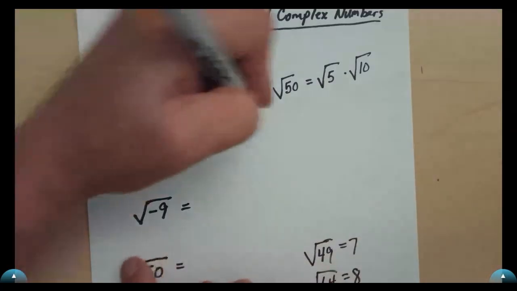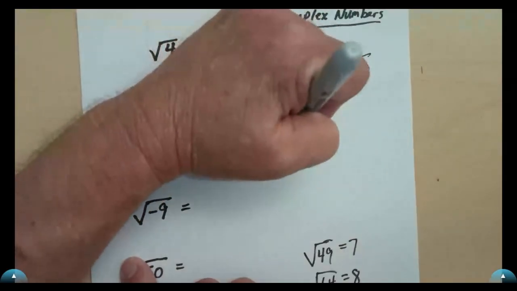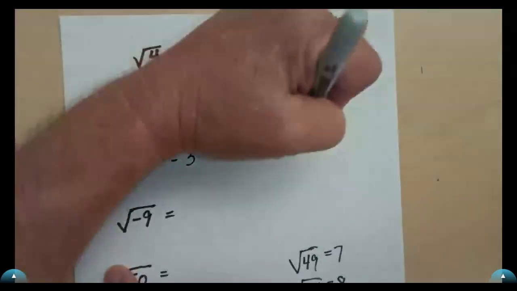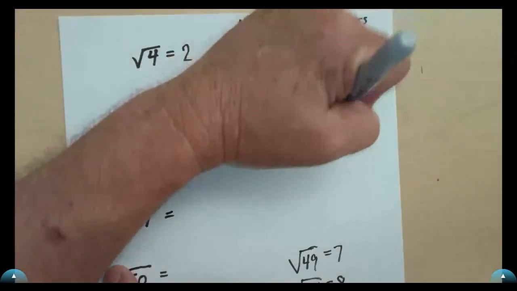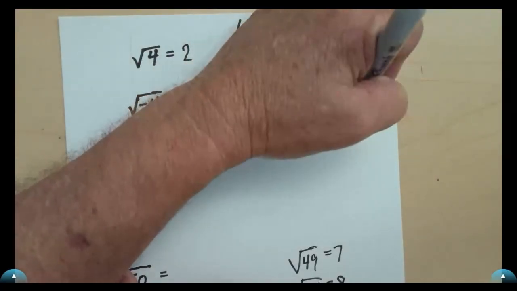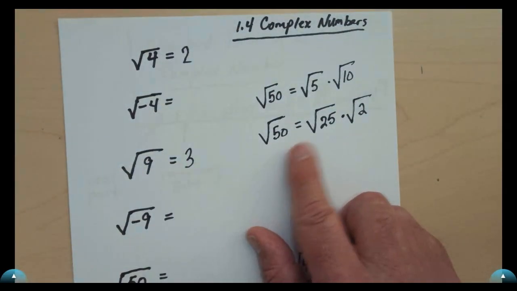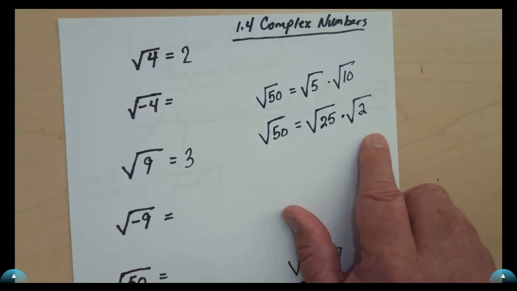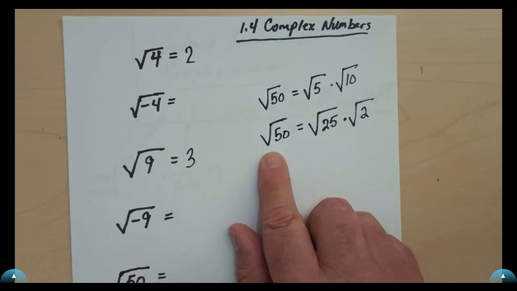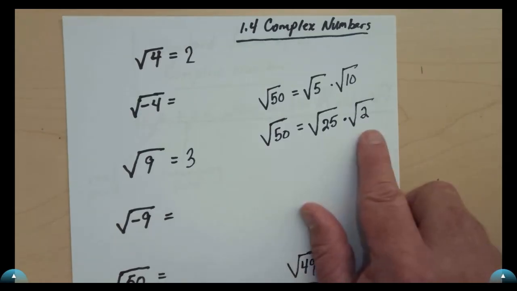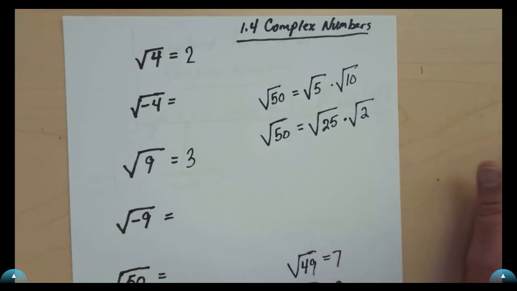But what if I said that the square root of 50 is equal to the square root of 25 times the square root of 2? Does everybody see that 25 times 2 is 50? So the square root of 25 times the square root of 2 is equal to the square root of 50. Here's why that helps me. I don't know what the square root of 2 is. It's an irrational number. If you punched it in on your calculator, the square root of 2, it would tell you it's 1.414 and so on.